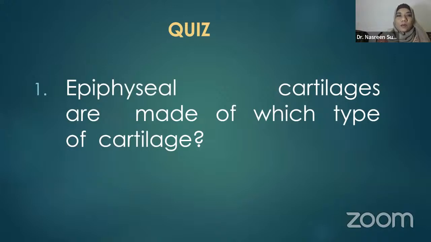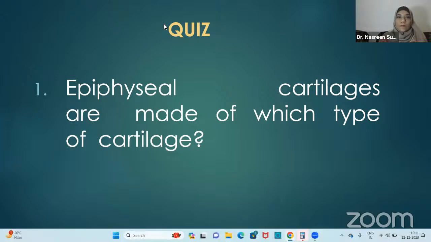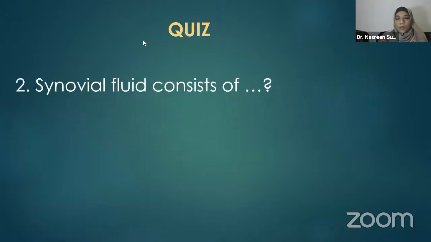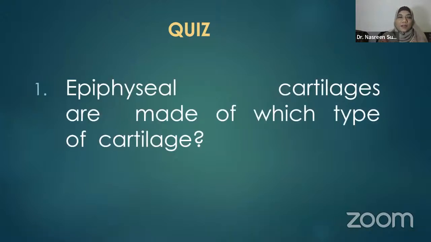So here the quiz is: epiphyseal cartilage is made up of which type of cartilage? Do you remember what I said in the class? Epiphyseal cartilage is made of which type of cartilage? Can anyone say? Okay, it is made up of hyaline cartilage.